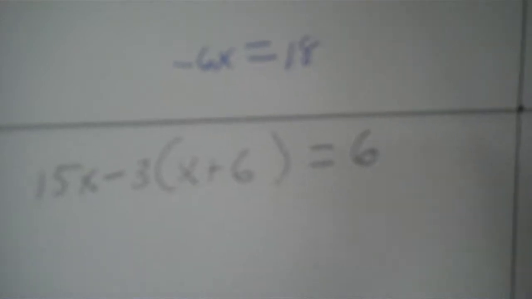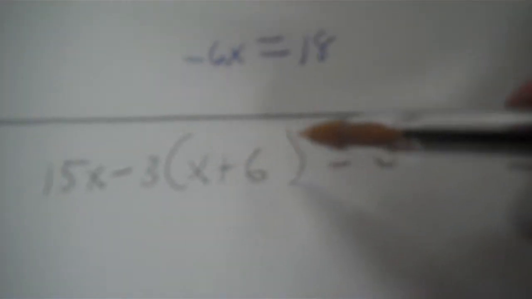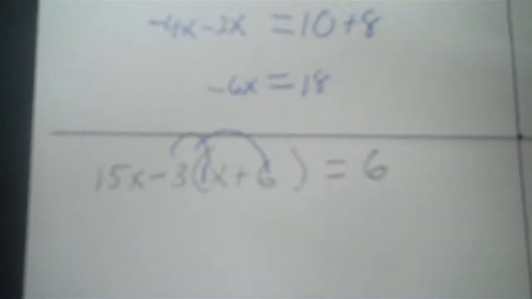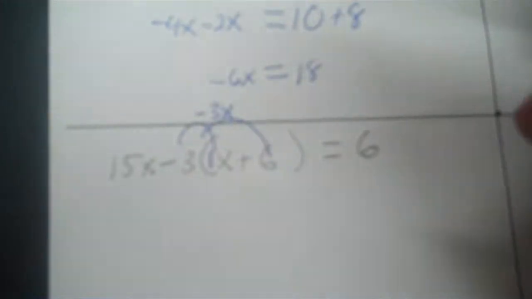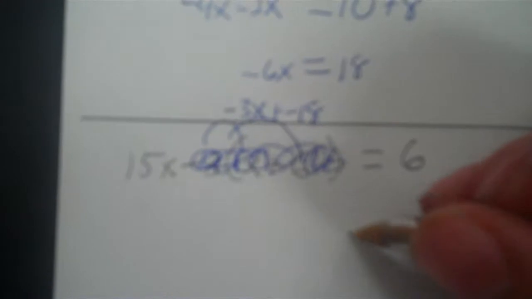Okay, 15 minus 3, and then we got the parentheses with x plus 6, and then a 6. Now it's important to remember that that 3 is a negative, so when I multiply over the top, it's got to be negative. So it's going to be negative 3x, and then negative 3 times 6 is negative 18. Okay, so that's gone.